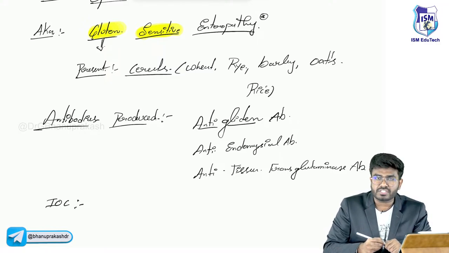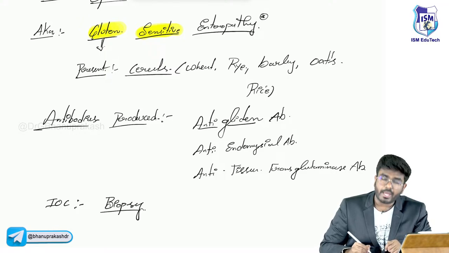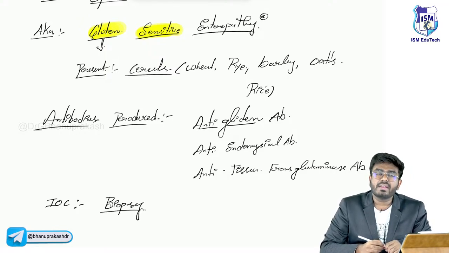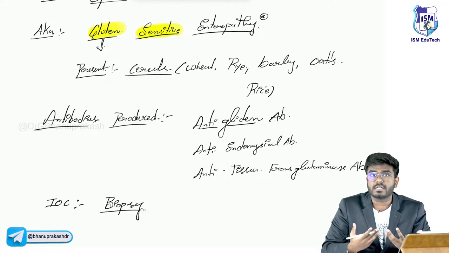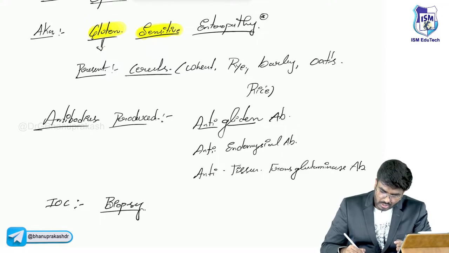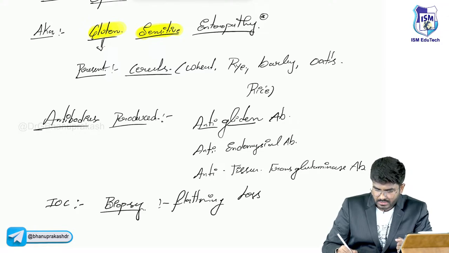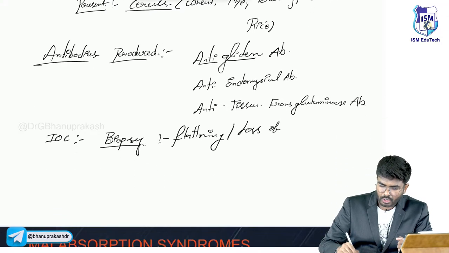Now, what is the investigation of choice for this disease? That is a biopsy, intestinal biopsy. Whenever you do the intestinal biopsy, what is visible? The villi, I will show you the image. The villi are going to be atrophied, so there is flattening or loss of microvilli.